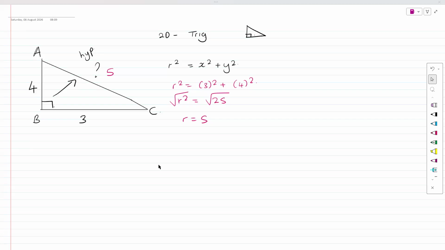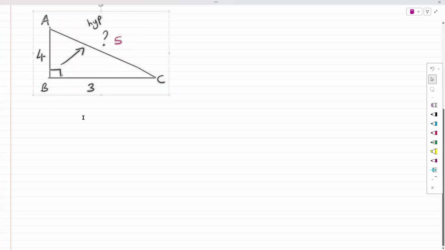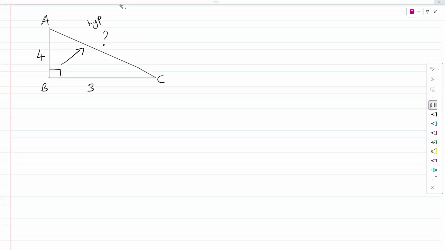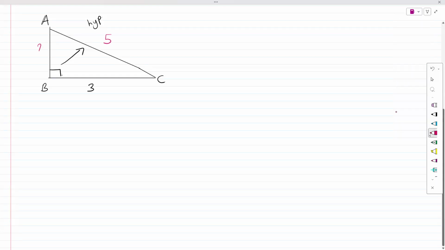Now, what we need to understand is that Pythagoras works a little bit differently when we have the hypotenuse and when we have the other sides. Because sometimes in the question, they would give you the hypotenuse. So what happens now is we continue normal. R squared equals x squared plus y squared. R squared is 25. Let me write it properly.